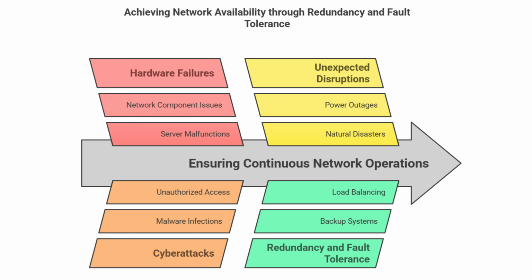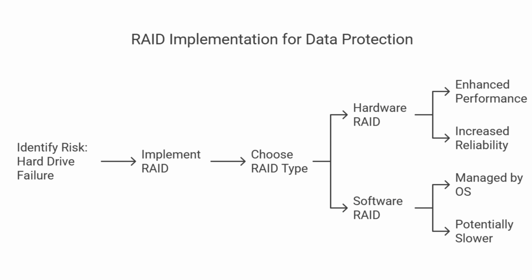So, how do we prevent downtime and keep systems running smoothly? It all comes down to redundancy and fault tolerance. One of the biggest risks to availability is hard drive failure. If a critical disk crashes, data loss and downtime can be catastrophic. That's where RAID, redundant array of independent disks, comes in. So, what is RAID? RAID is a technology that combines multiple hard drives to improve fault tolerance. If one drive fails, data remains available. Performance: some RAID levels speed up read/write operations.